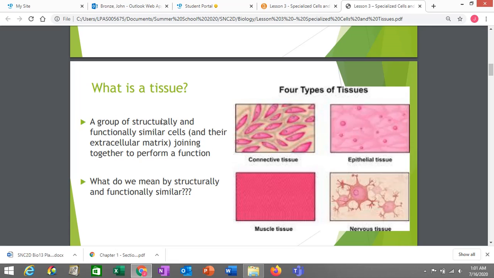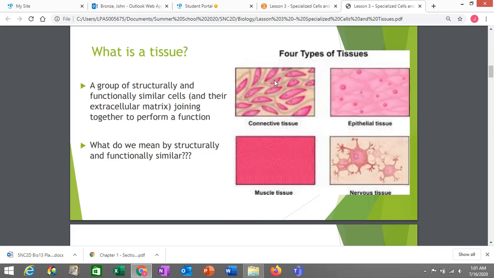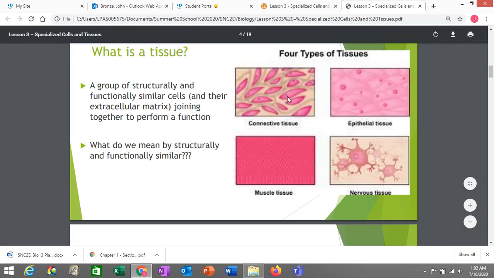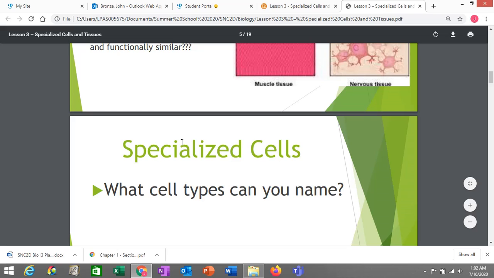So a tissue is a group of structurally and functionally similar cells joining together to perform a function. And also with that is something called an extracellular matrix, which we're going to worry about a little bit later. So here we have some examples of tissue types that we find in animal cells. Sorry, not animal cells, animals. So these are groups of cells working together. So what do we mean by structurally and functionally similar? What is that supposed to mean?